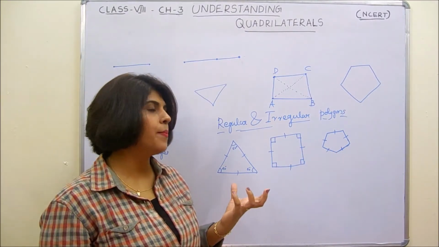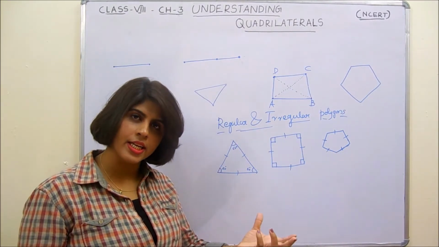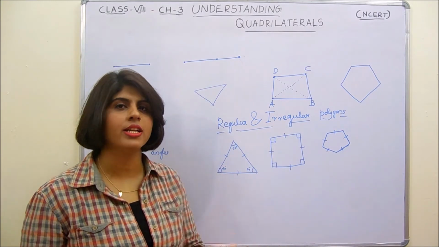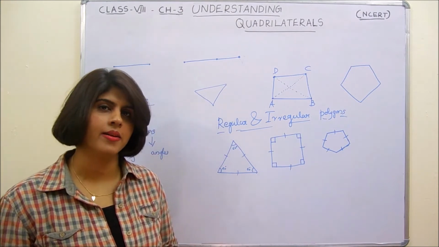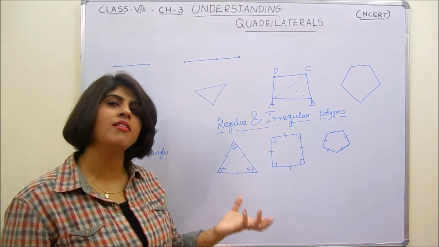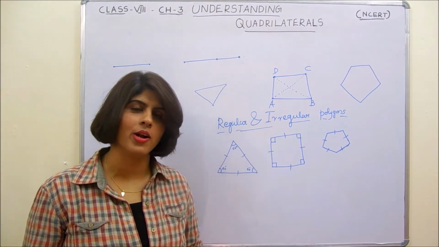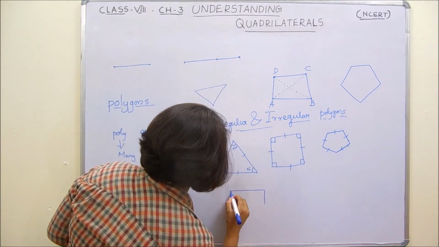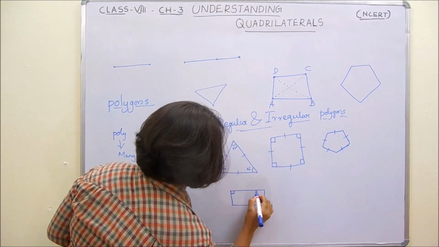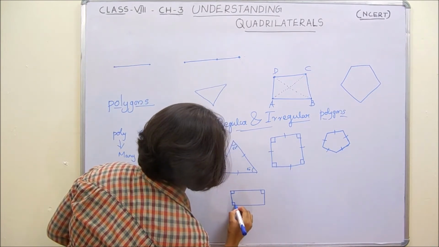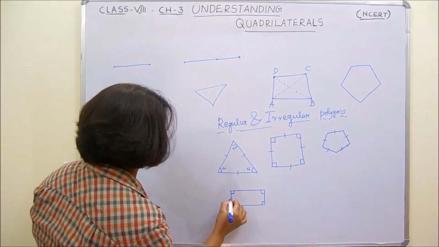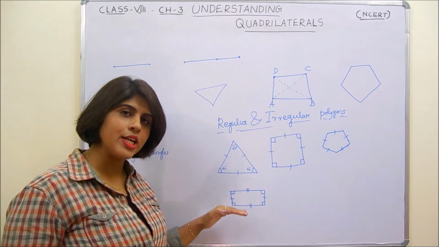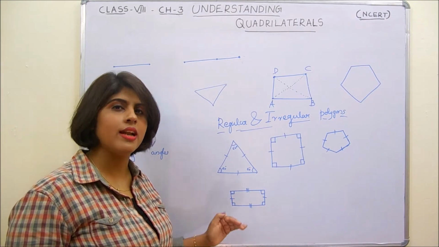That is, when a polygon is both equilateral and equiangular, then we can say that polygon is a regular polygon. And the polygons which are not regular are known as irregular polygons. Let us consider one rectangle. In a rectangle, all of its angles are 90 degrees, but only its opposite sides are equal. Right? A rectangle is equiangular but not equilateral.